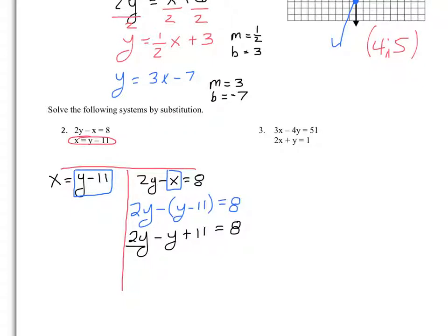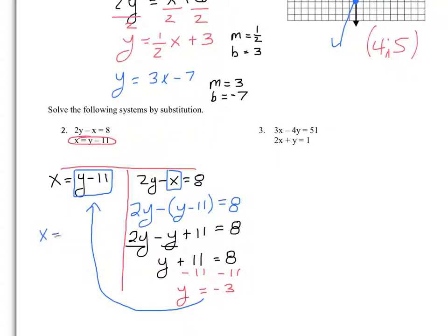Combine like terms, 2y minus y is equal to y, so y plus 11 is 8. And then subtract 11 from both sides. 8 minus 11 is negative 3. So once you solve for that one variable on the right side, you're going to bring it back up into the box that we already put on the left. So x would equal negative 3 minus 11. So then x would be negative 14.